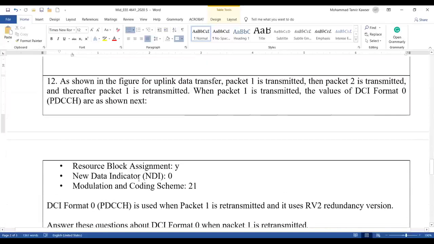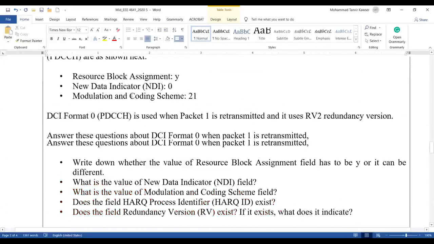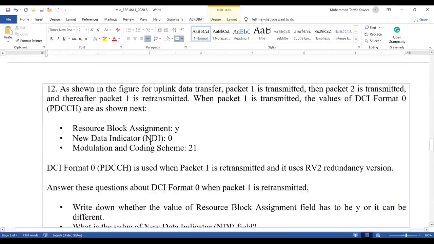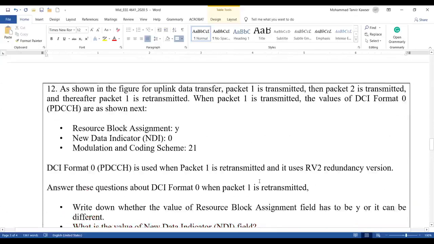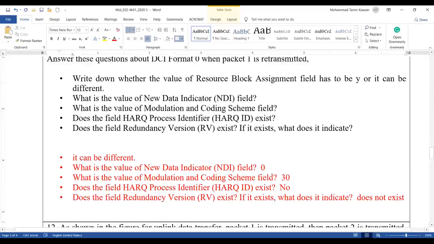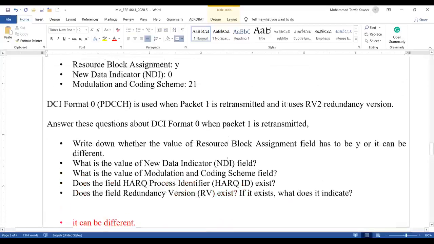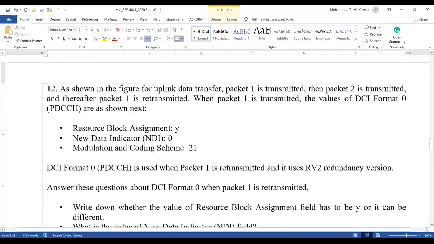Anyway, now for the next question. In the case of uplink, I put them side by side to check whether you could understand the difference between the allocations for downlink and uplink. The resource block assignment is Y, NDI value is 0. Oh, sorry, it is just 1 here. And modulation is 21.